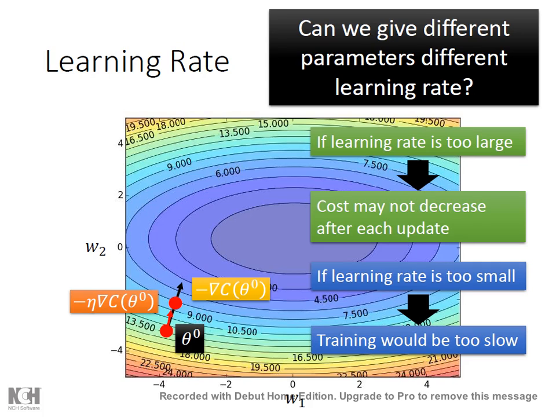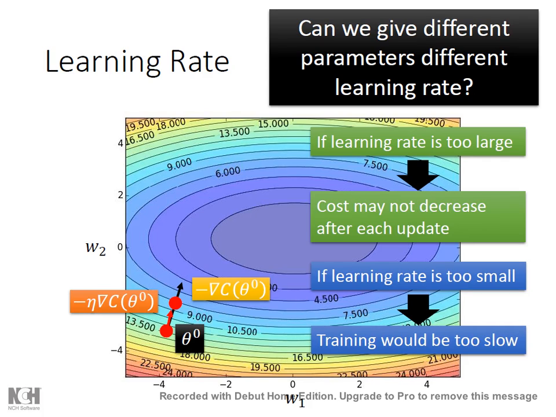So we use a smaller learning rate here. So here you see, we multiply our gradient with our learning rate. Okay, now it's getting smaller. So we take a very small step. If the step is very small, you will take more time to converge, right?